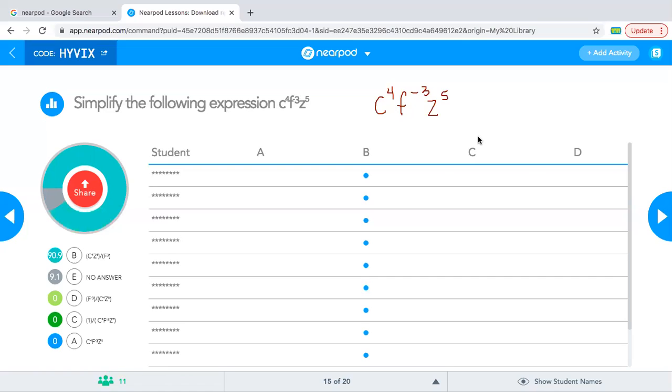All right, it's looking good. So that f to the power -3 would just go on the bottom, right? Awesome. Good job, guys.